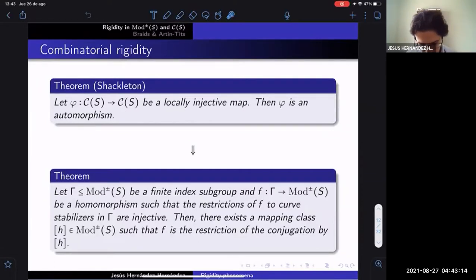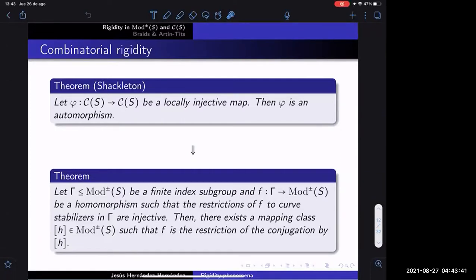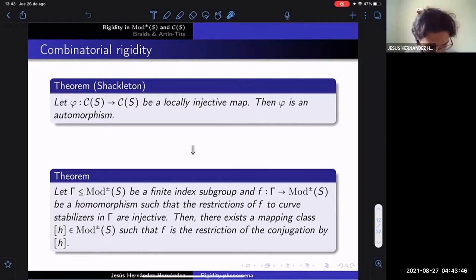This one is a bit more technical, so it's not as easy to say in very few words, but it can be done. In general, you start with a finite index subgroup, and you take a homomorphism that might not, a priori, be injective, but it's injective on certain restrictions. And it turns out that a posteriori, it actually is going to be the restriction of an automorphism. So it's actually going to be injective and so on.